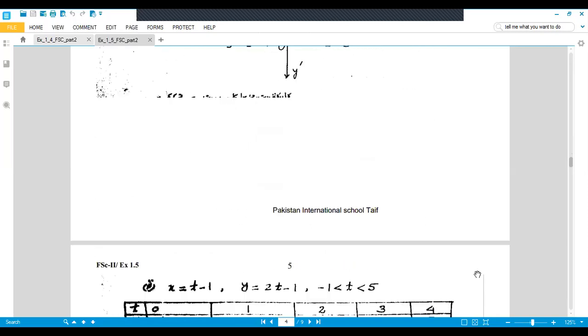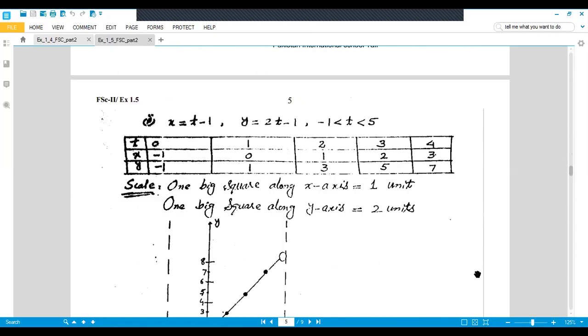Now come to the next part. The next part is x is equal to t minus 1, y is equal to 2t minus 1, and the t value is from minus 1 to 5. That means t is greater than minus 1, so you will start from 0 and go less than 5.